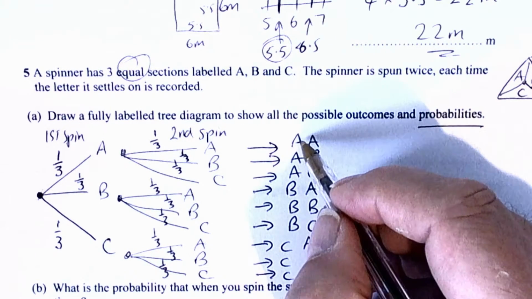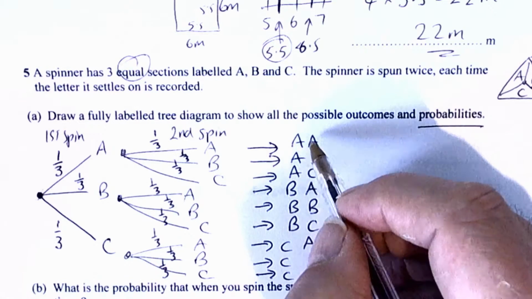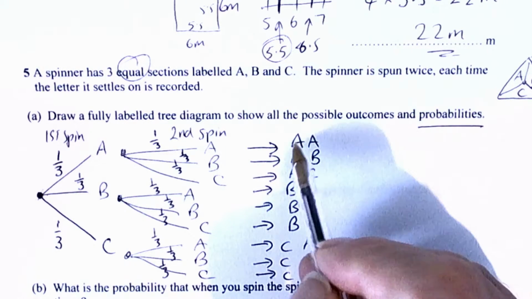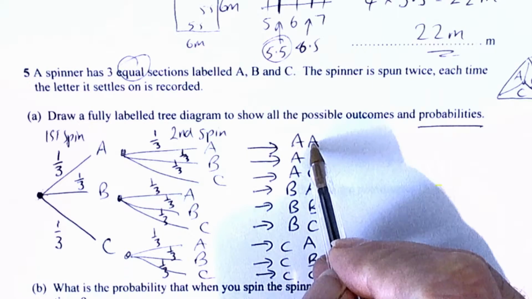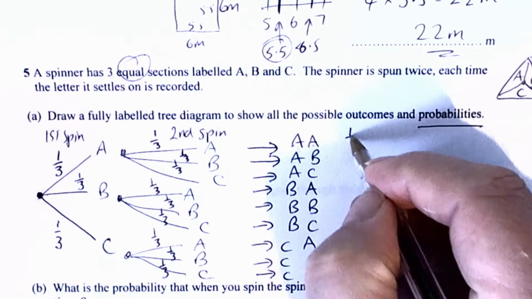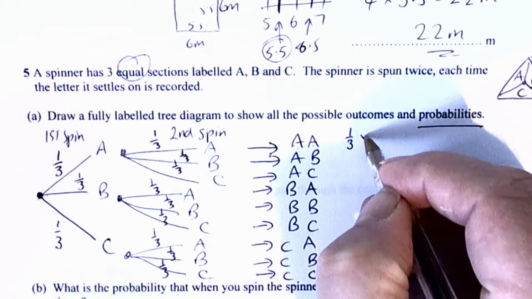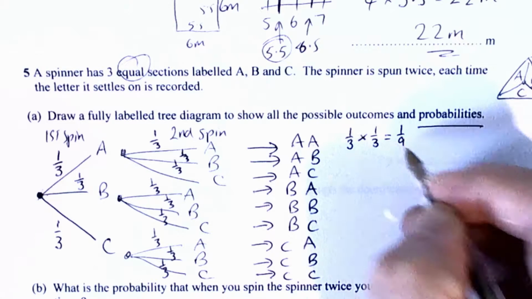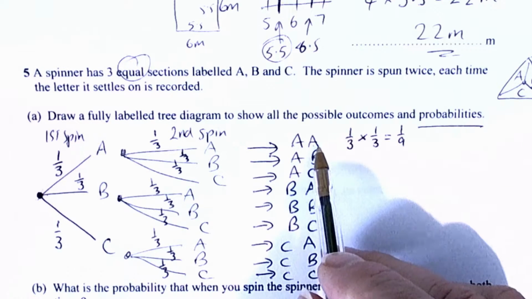So basically we've got to remember that when we use a tree diagram, if we wanted this particular outcome of A on the first spin followed by A on the second spin, then we'd be picking up 1/3 for the first probability times 1/3 for the second probability. So the actual probability then is 1/9.